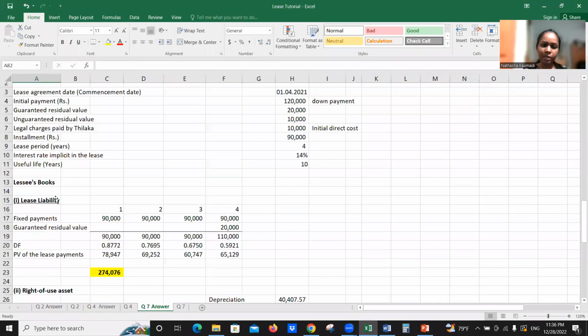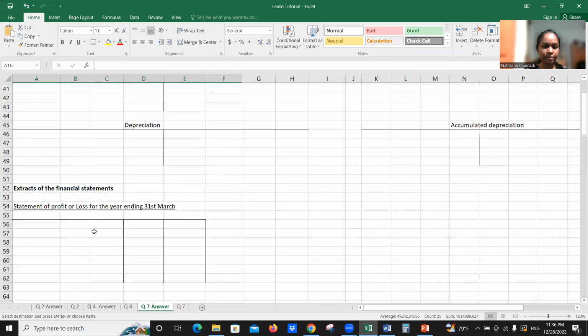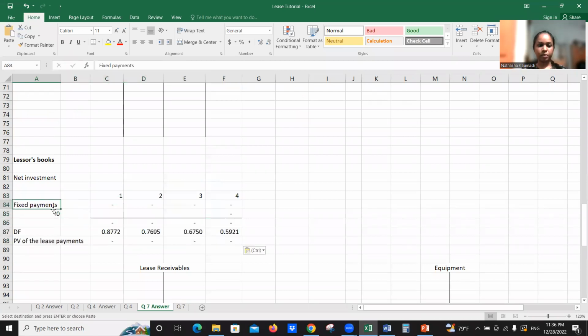So shall we take the lease payments again? Here also you take the same thing. I'll take lease payments again. You don't have to repeat this.